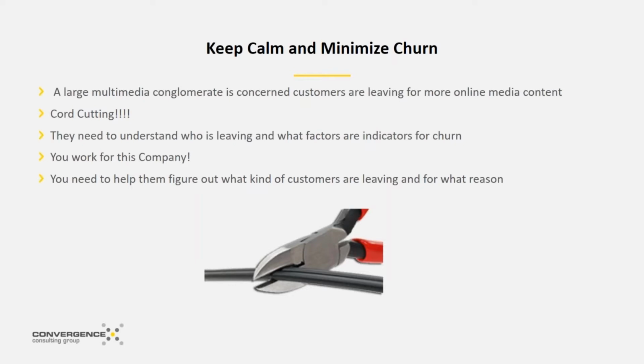They're called cord cutters. Most of them are millennials, and they're just not a fan of being tied to any type of subscription-based or yearly contract. So your company wants to identify who are the people who are leaving, and what are the factors that are causing this churn to occur. So you work for this company, and you want to find out what you know about them, and then be able to identify, did that lead them to leave, or was that something that led them to stay?